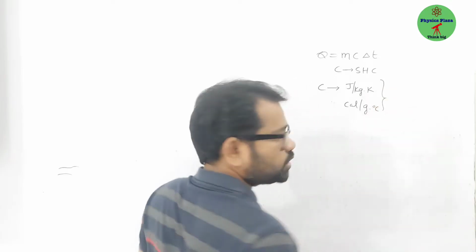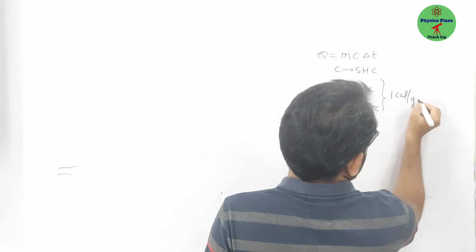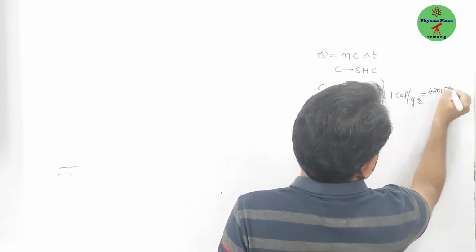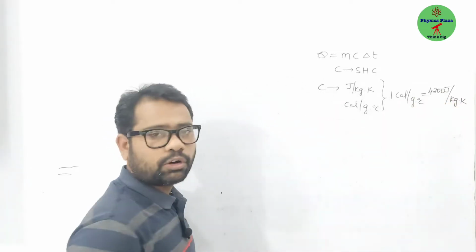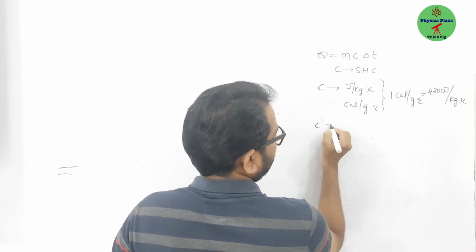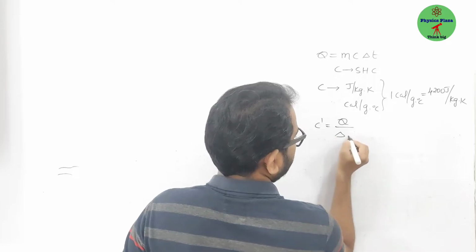How these two are related you must also know. That is, 1 calorie per gram degree Celsius is equal to 4200 joule per kg Kelvin. And you can do the conversions accordingly. And we have thermal capacity is equal to Q by delta T. This is the second formula.